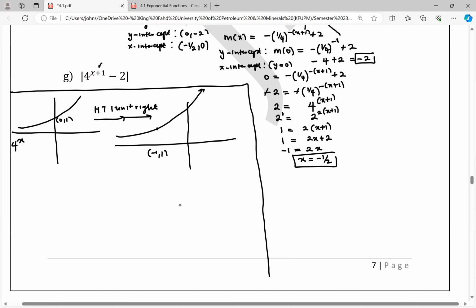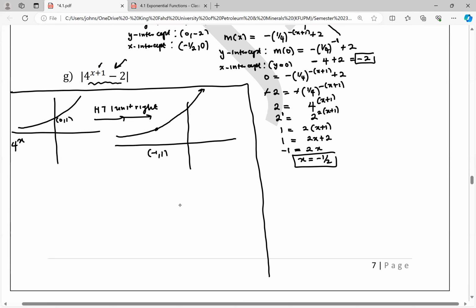Now, we have everything here, but we have to move everything 2 units down because of this minus. Forget about the absolute value outside first. The absolute value is outside, so you need to finish what is inside before you implement the absolute value. So what we can do now is to move everything down.